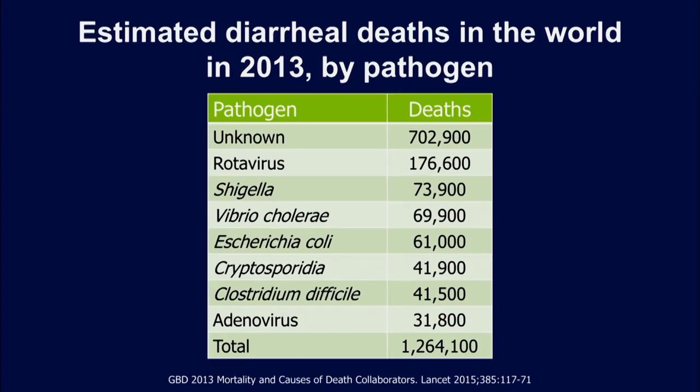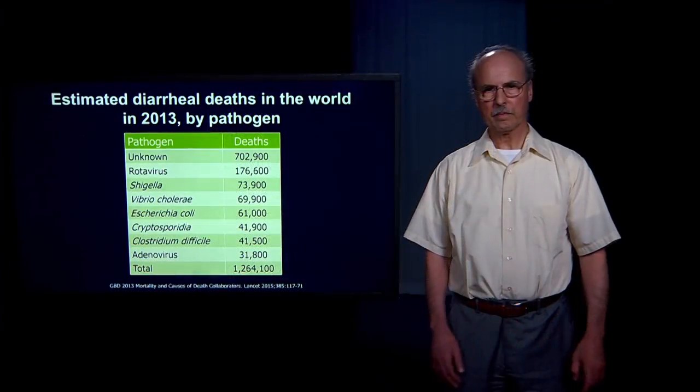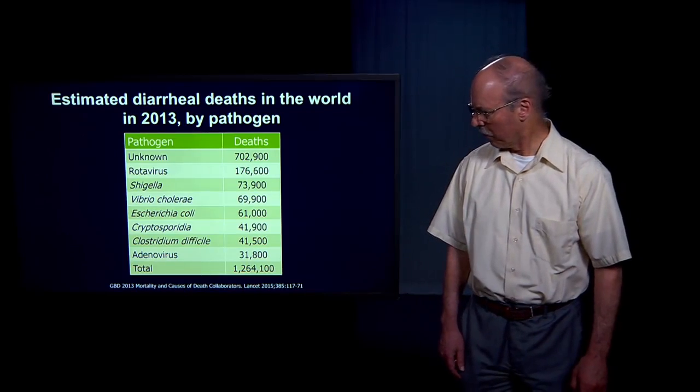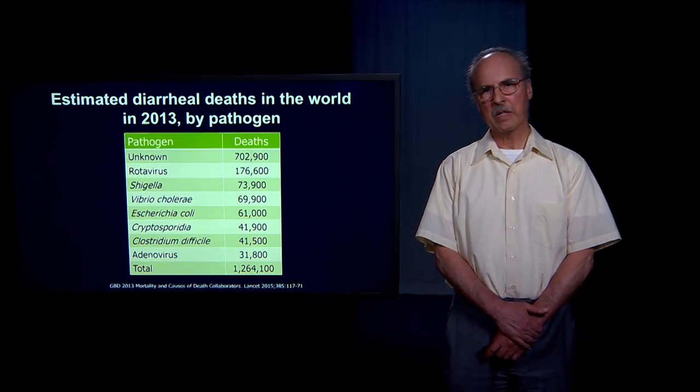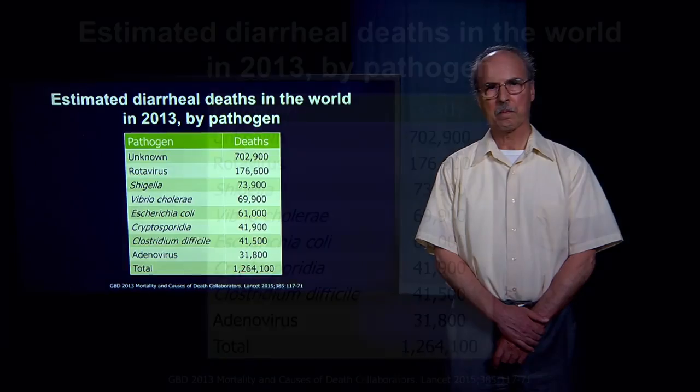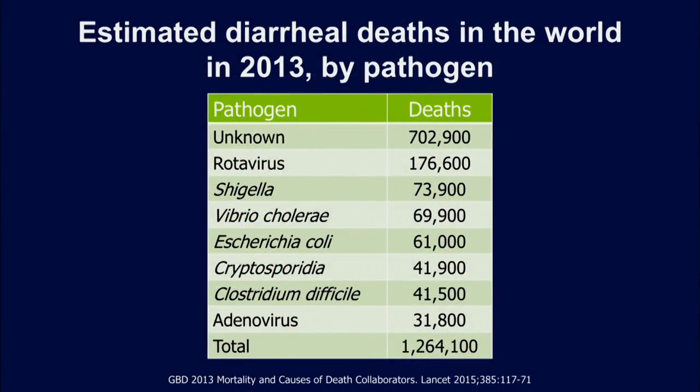This table shows estimated diarrheal deaths in the world in 2013 by pathogen. What's most notable is that in the majority of the cases, the pathogen is unknown. Also notable is there's more than 1.25 million deaths estimated, so it's a major cause of death in the world. And it's mainly a cause of death among children. So it's the fourth leading cause of death among children less than 5 years of age in 2013.